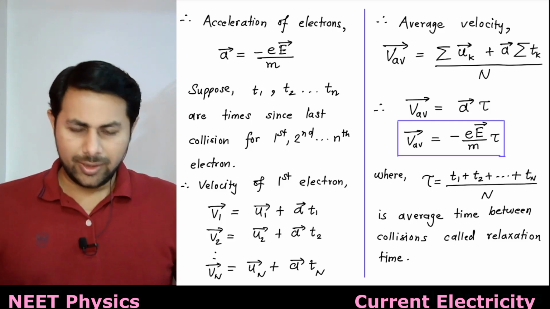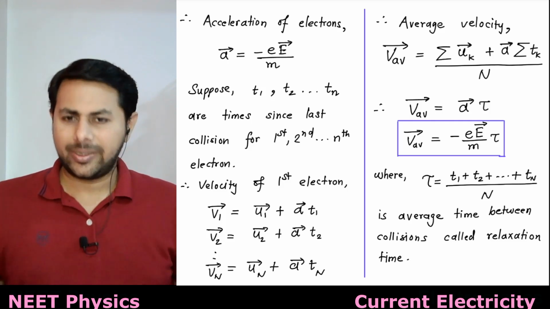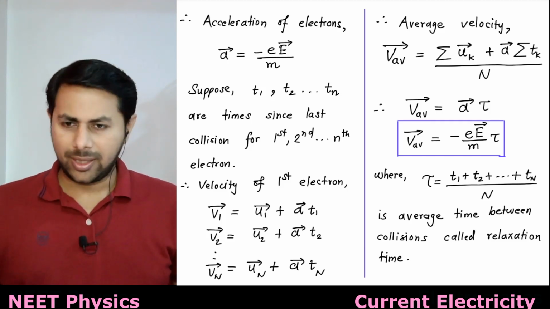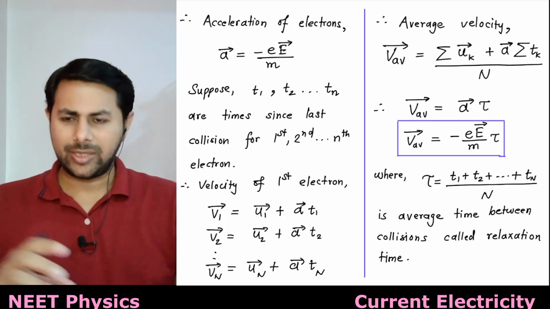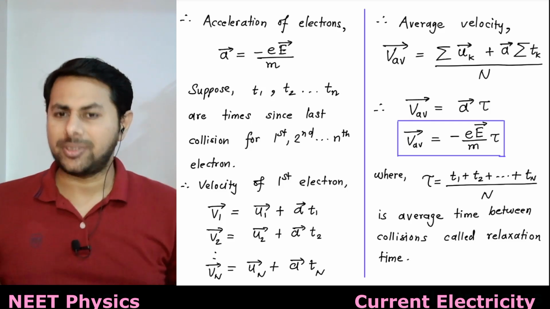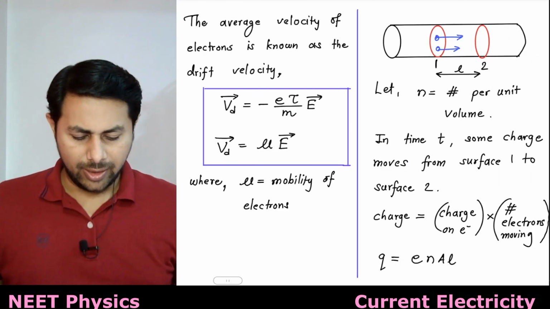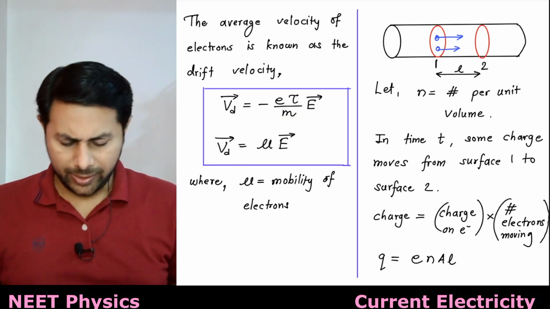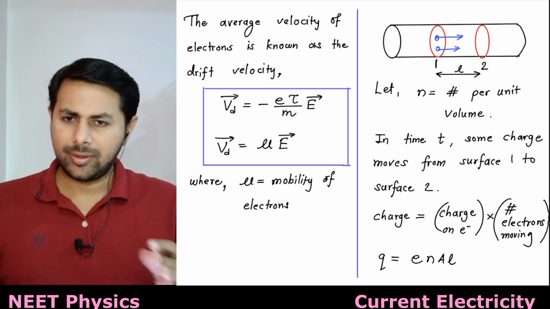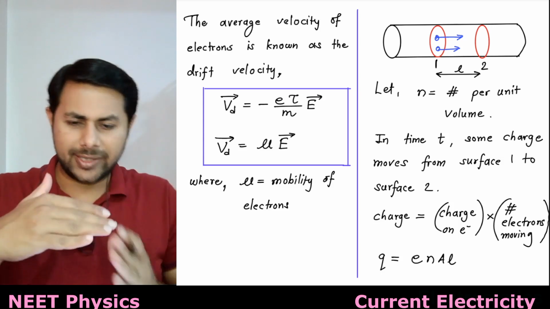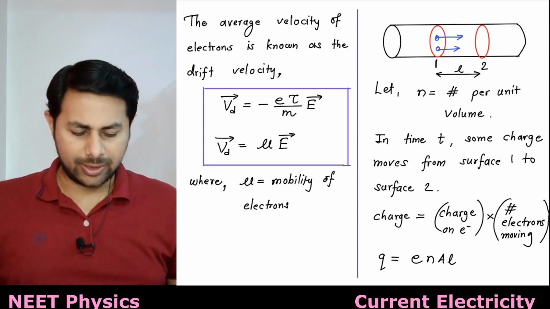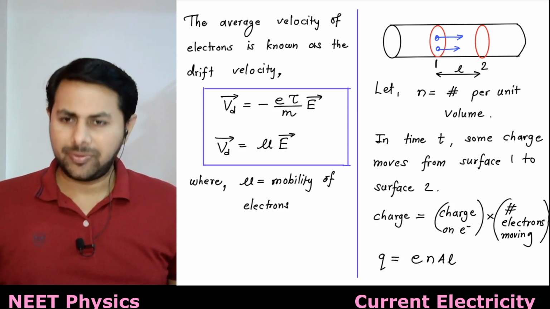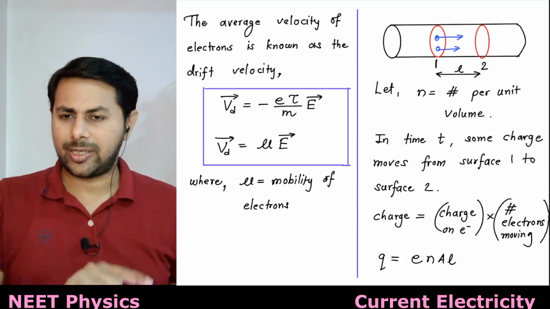So before you applied any electric field, the average velocity was 0. Now electrons on an average are moving from the negative terminal to the positive terminal, and this average velocity is known as what? Drift velocity. You can say electrons are moving in random directions, but they are drifting because of the force applied by the electric field or the external potential difference, and that's why on an average their motion is from negative to positive.